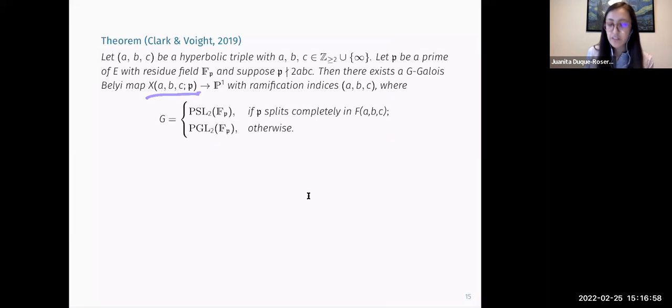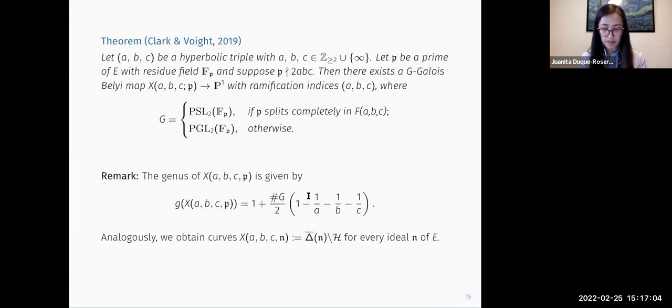And we can understand them better because they are Belyi maps. So they behave really nicely. And since they are Belyi maps, computing the genus is really easy. They are Galois Belyi maps, so the ramification is the same everywhere.